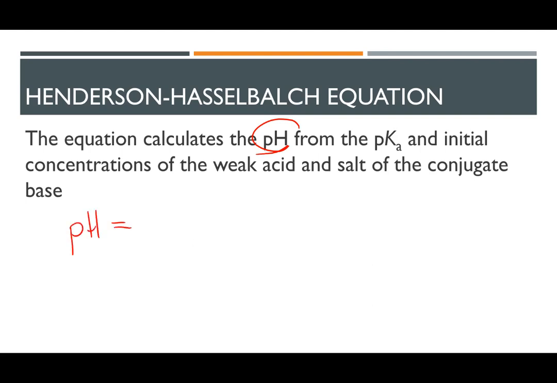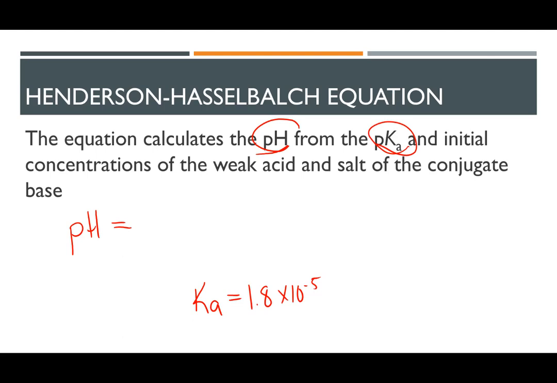pH equals pKa. So that's something new that they're introducing here. Up until now, I've given you Ka values. So for example, Ka is 1.8 times 10 to the negative fifth. Just an example of a Ka value.